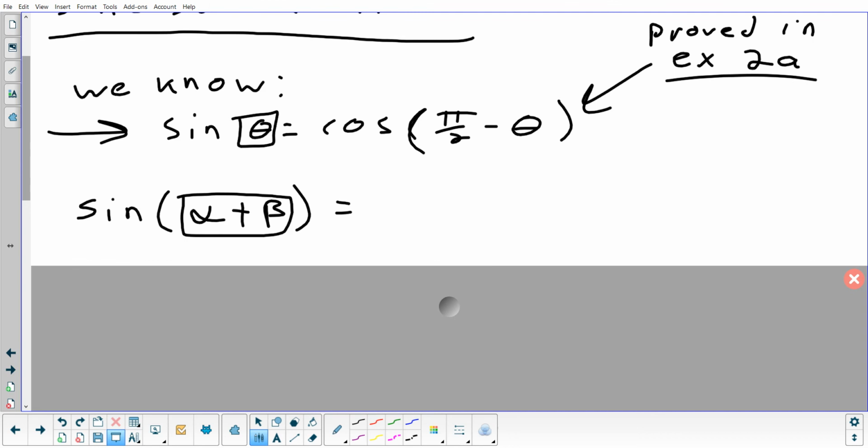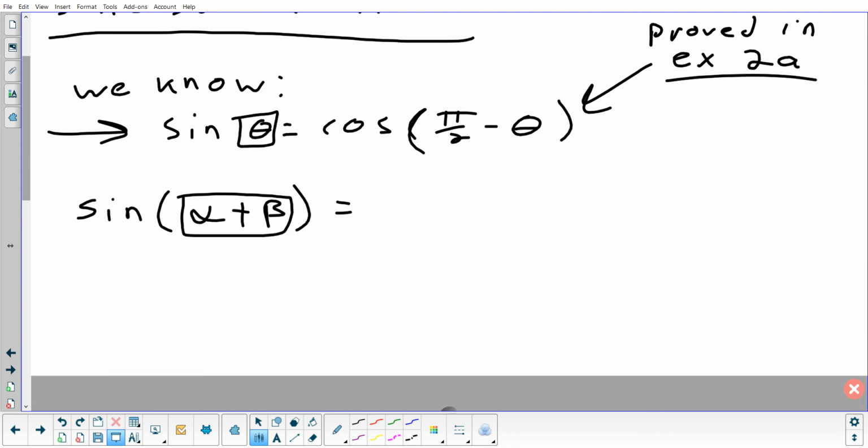All right, so I want to see if I can figure out the sine of alpha plus beta. What I'm going to do is substitute this right here. The reason I'm going to substitute that in for that box is that this formula gives me a way to turn a sine problem into a cosine problem. Why would I want to turn it into a cosine problem? Because I already know all the formulas for doing a cosine problem. So that's going to help me figure out this one.